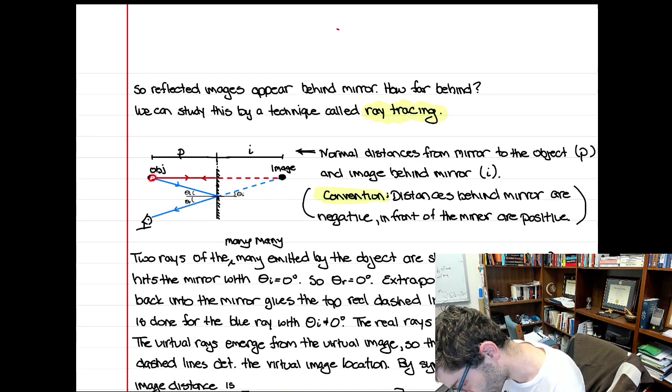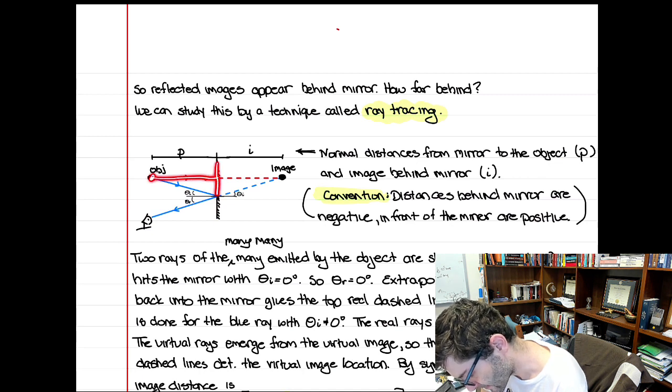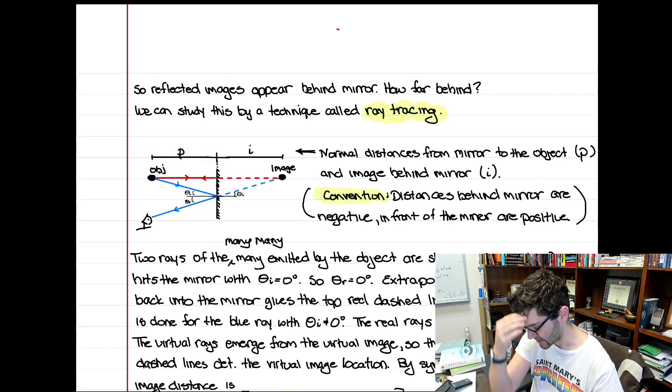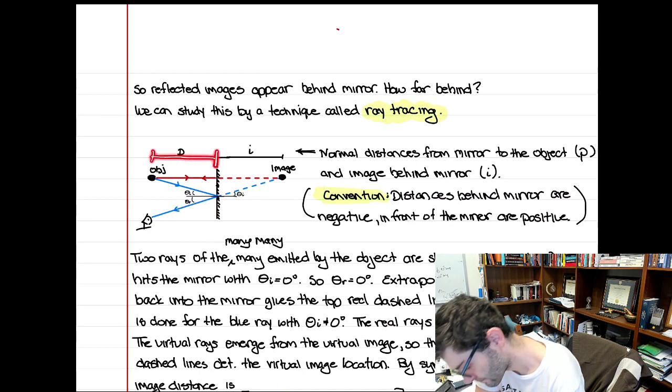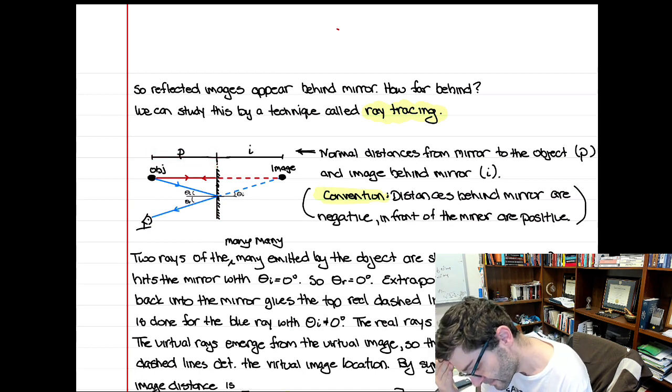So if the object is here, we can define its distance from the mirror, again, based on the normal to the interface. If this is just one big interface, then this distance here defines the distance to the object, which we call P, because O looks too much like a zero. So we have some distance P. Now, light rays do emerge in all directions from this object.